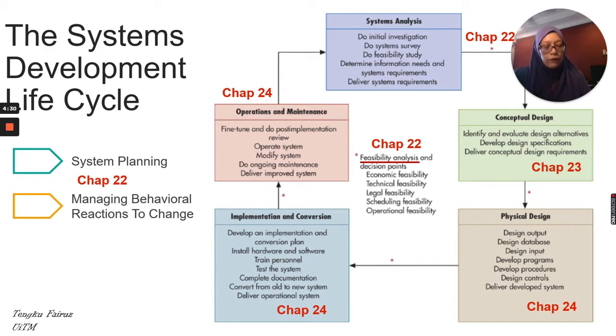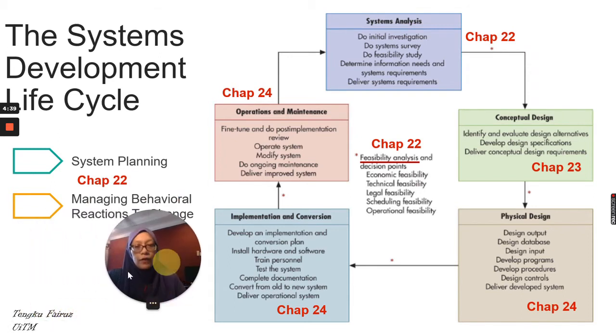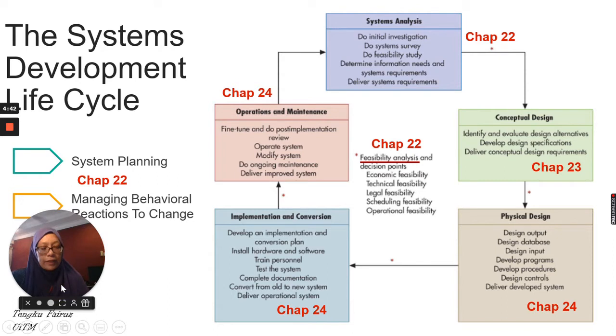If you refer to figure 22.1, this figure explains the phases involved in the system development life cycle. The first phase is system analysis, which we are going to cover in this chapter 22. In this phase, they will do an initial investigation, a survey, and a feasibility study, and then determine the information needs and the system requests. From there they will produce the reports, or what we call the system requirements, and deliver the system requirements to the committee to review.